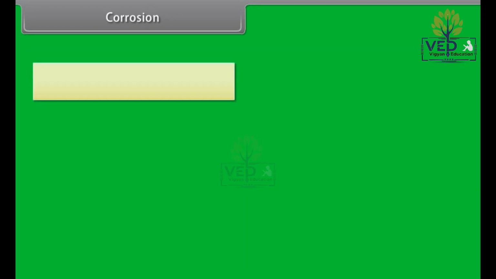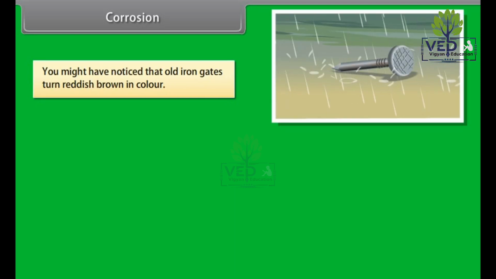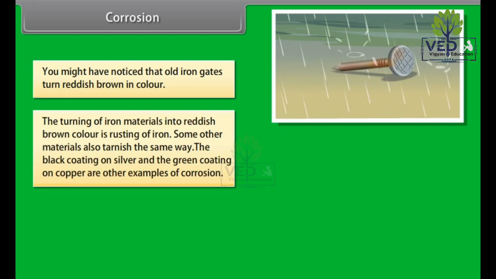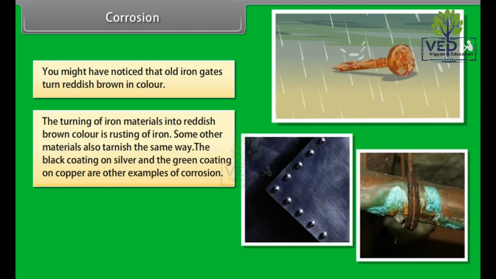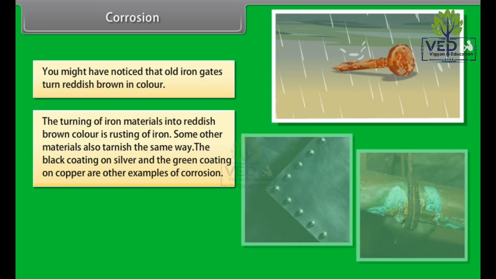become Cu. Corrosion. You might have noticed that old iron gates turn reddish-brown in color. The turning of iron materials into reddish-brown color is rusting of iron. Some other materials also tarnish the same way. The black coating on silver and the green coating on copper are other examples of corrosion.